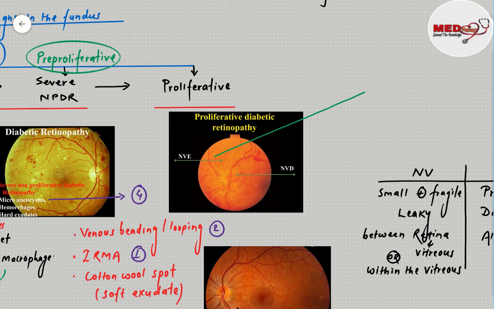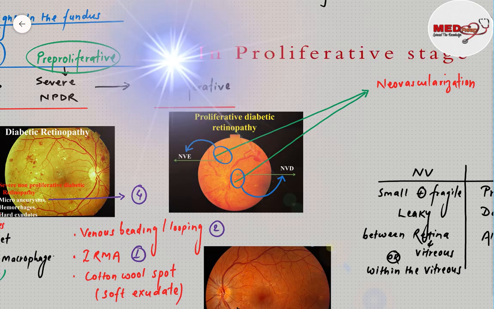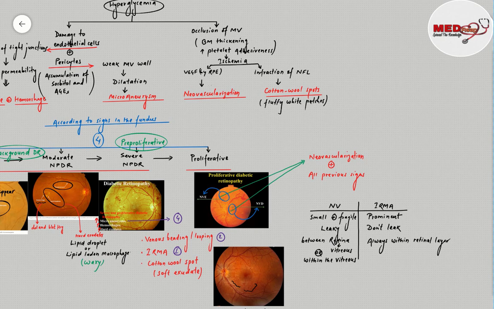The hallmark of this stage is the proliferation of new vessel, that is called neovascularization. If these blood vessels grow at the optic disc, then it is called neovascularization at disc. But if they grow anywhere in the periphery of the retina away from the optic disc, then it is called neovascularization elsewhere. In this stage, along with the neovascularization, we will find all the previous signs that we found in previous stages. So far we have studied about all stages of diabetic retinopathy.